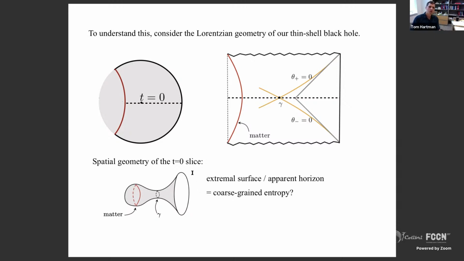Now, there's an apparent horizon here, which suggests that there's some kind of entropy associated to this state. However, this cannot be the von Neumann entropy, because this is a pure state. The von Neumann entropy is exactly 0.